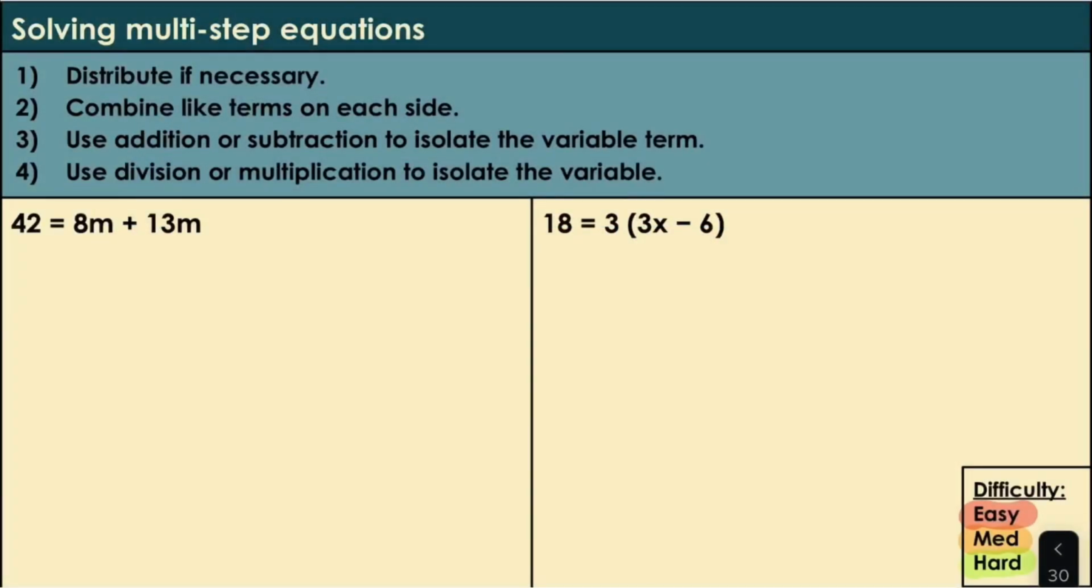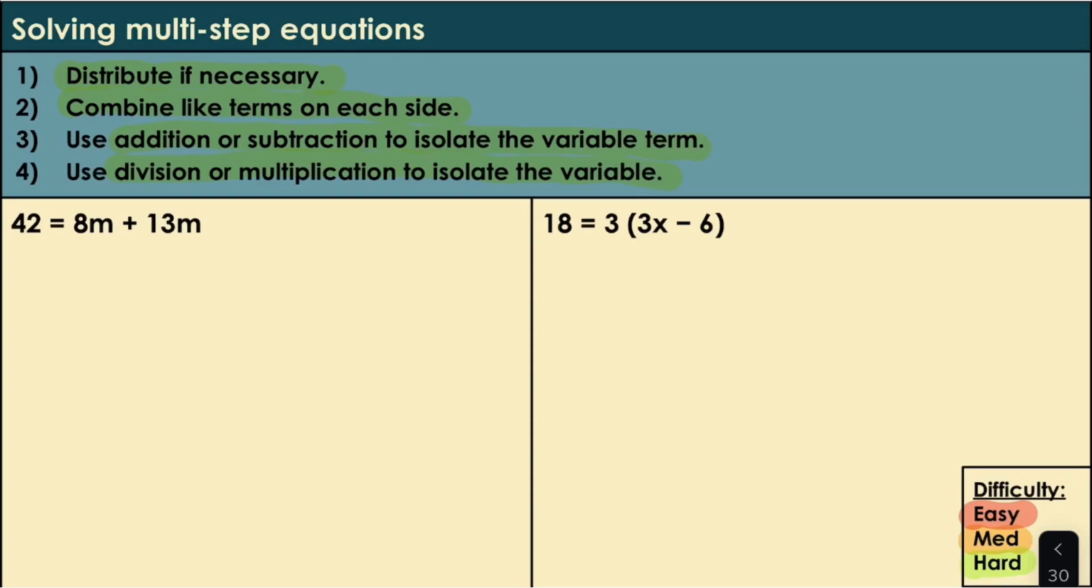How to solve multi-step equations. We'll follow 4 steps. Distribute if necessary, that means remove the brackets. Combine like terms on each side. Use addition or subtraction to isolate the variable term. Use division or multiplication to isolate the variable.